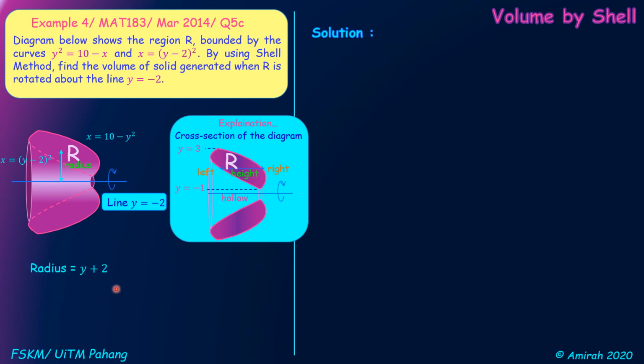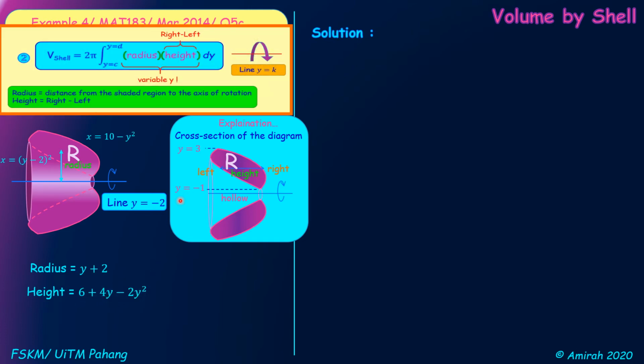From the previous slide, we find radius equals y plus 2 and height equals 6 plus 4y minus 2y squared. Alright, we recall from volume by shell: if the axis of rotation is a horizontal line, we set up the formula for volume by shell and integrate with respect to y.